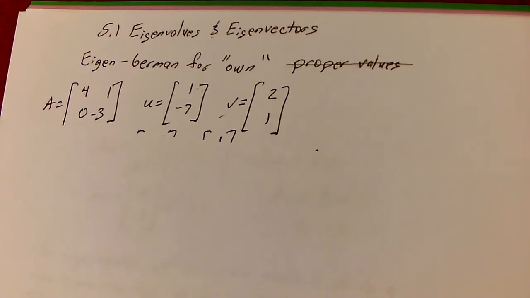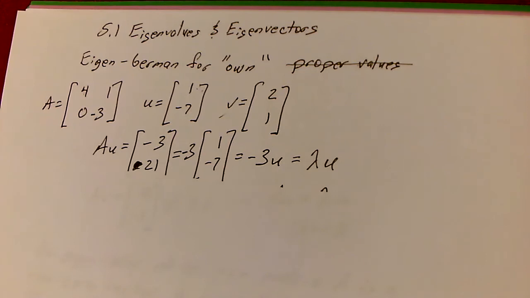So I have a matrix here, A, 4, 1 on the top row, 0, negative 3 on the bottom row. U is going to be 1, negative 7. V is going to be 2, 1. And I want to look at what happens if I multiply. So I take A times U.